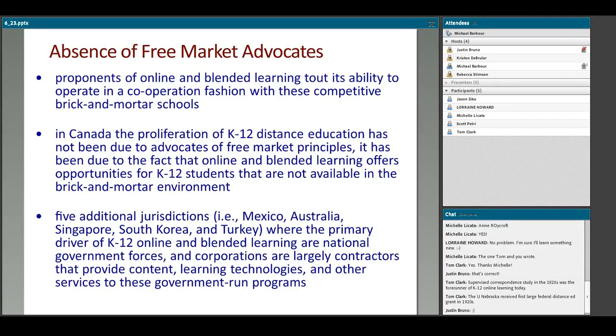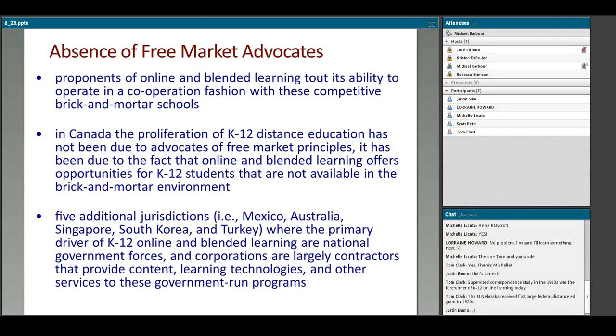To deny not just the influence, but in all honesty, the general reliance of folks within the K-12 online learning industry upon free market advocates to push the envelope and to push the number and nature of online and blended programs that are available to students throughout the United States. It's an undeniable fact, although there are many people within the field that would deny it, and they can continue living under a rock like so many folks do on so many issues that face American society.